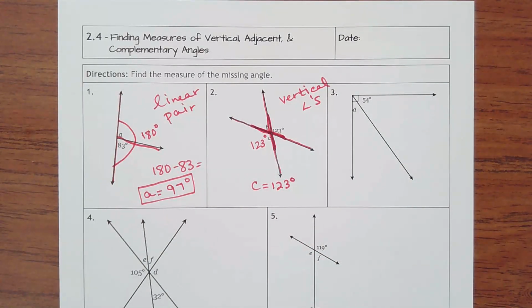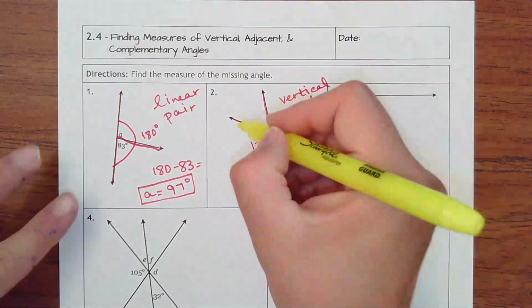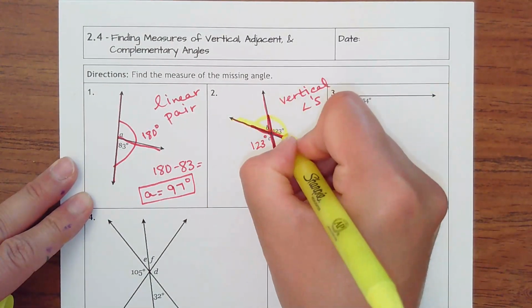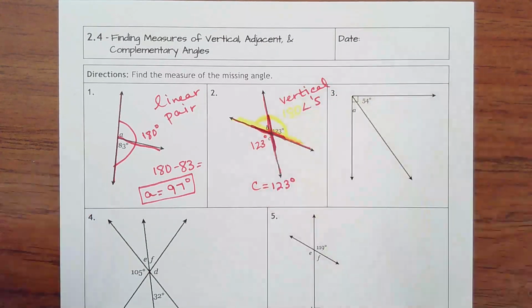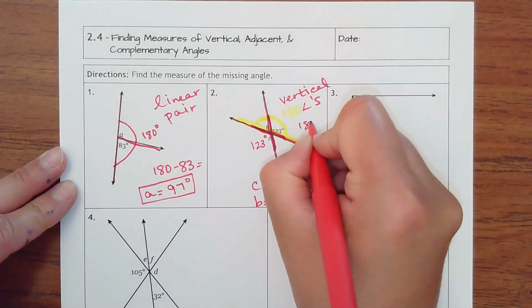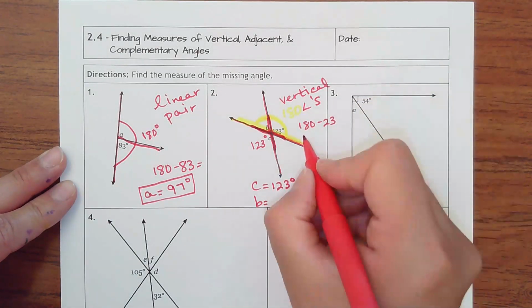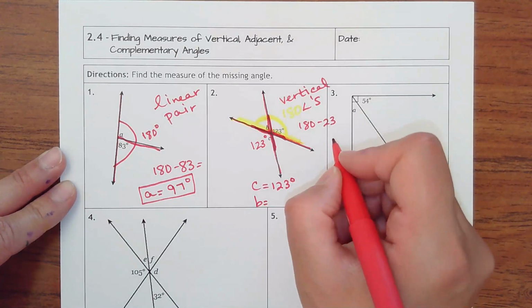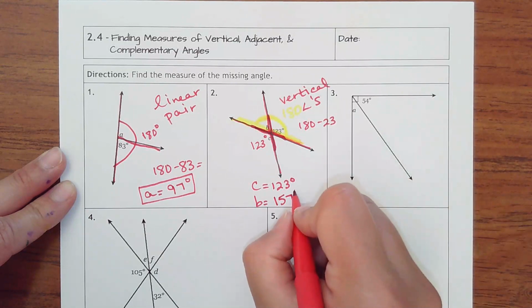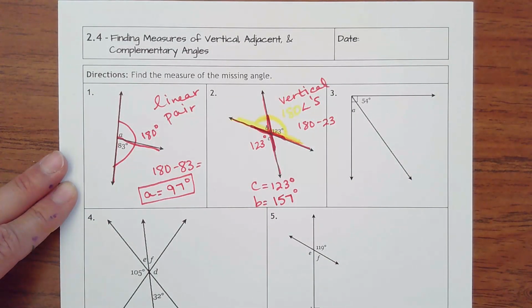And then the two that are adjacent or next to each other, since this is a line, these two should make 180. So you do 180 minus 23, which would be 157. And that's it.